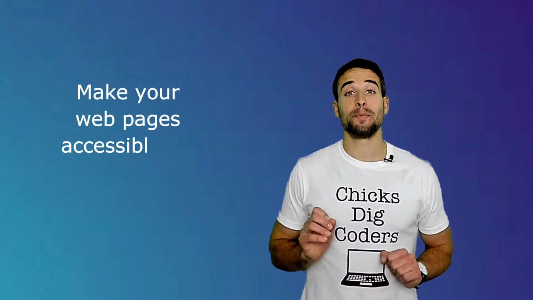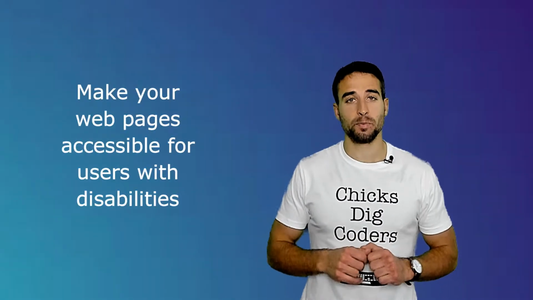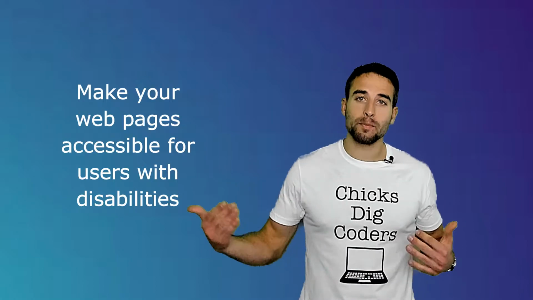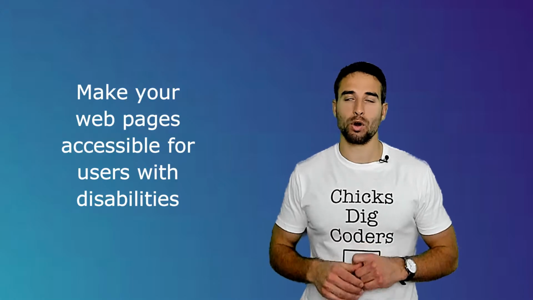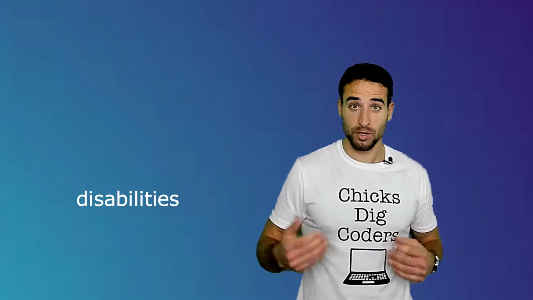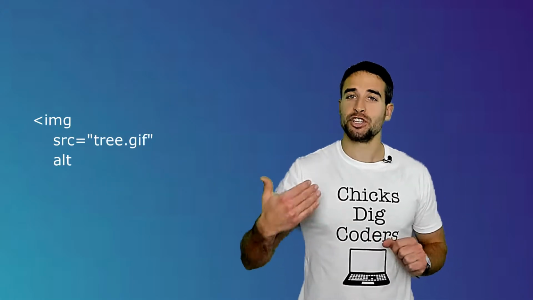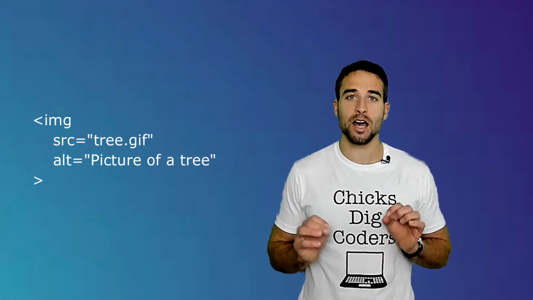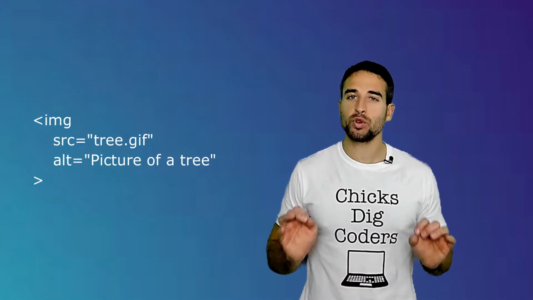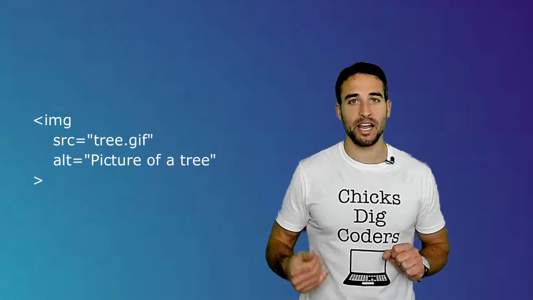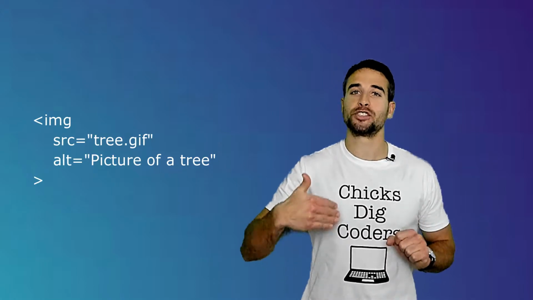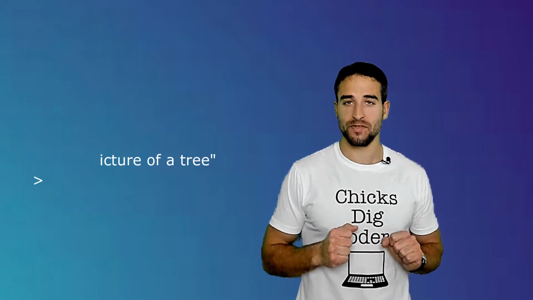Now, you also need to make sure that your web pages are accessible to people with disabilities. One of the many ways to do this, just to give you an example, is the HTML image alt attribute. So for example, when you have an image in your HTML, you can put the alt attribute to give a description for that image in case someone who's visually impaired is using your website with a screen reader, for example. The screen reader can read the description of that image.